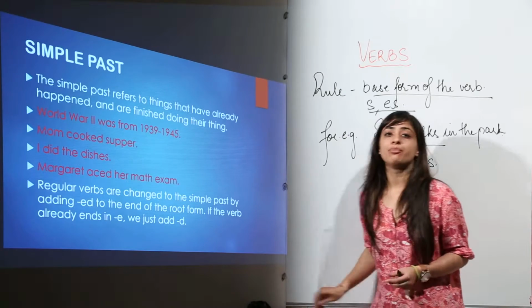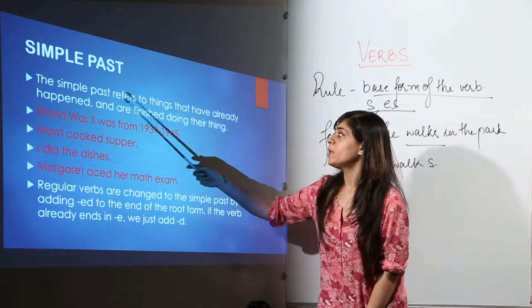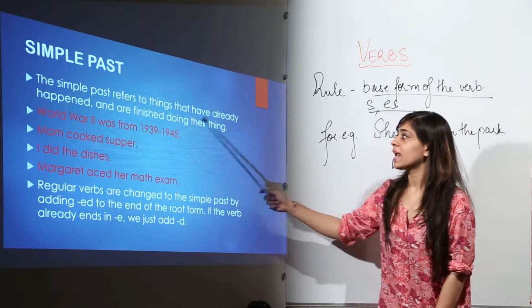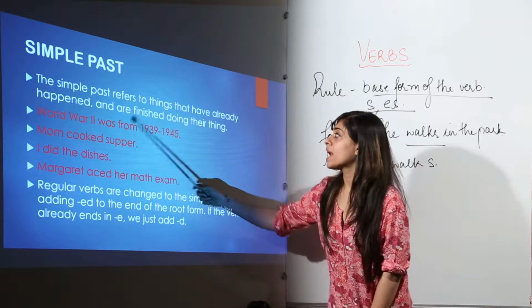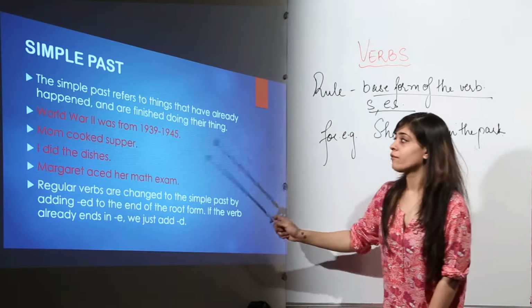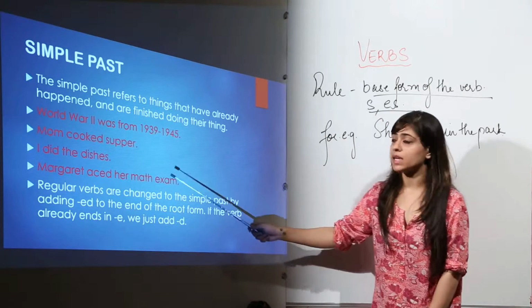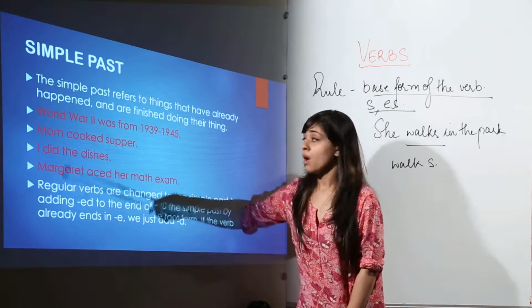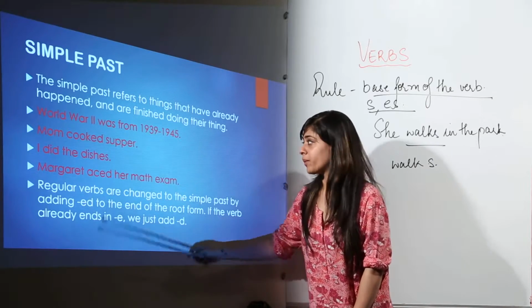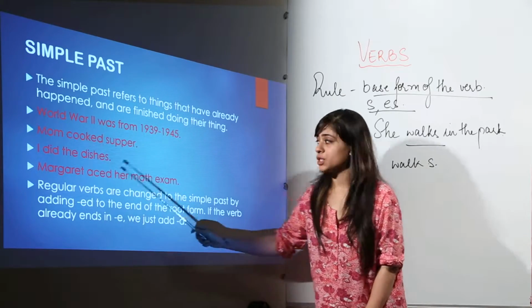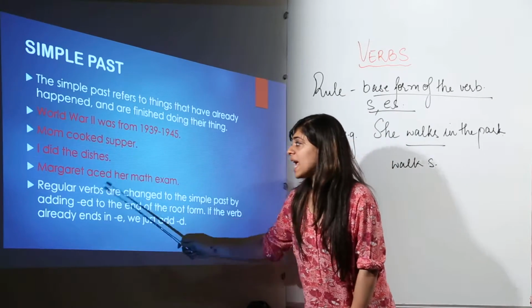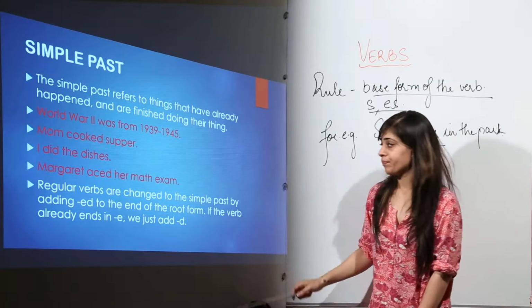Moving on, simple past. The simple past refers to things that have already happened and are finished. For example, World War II was from 1939 to 1945. Mom cooked supper. I did the dishes. Margaret aced her math exam.